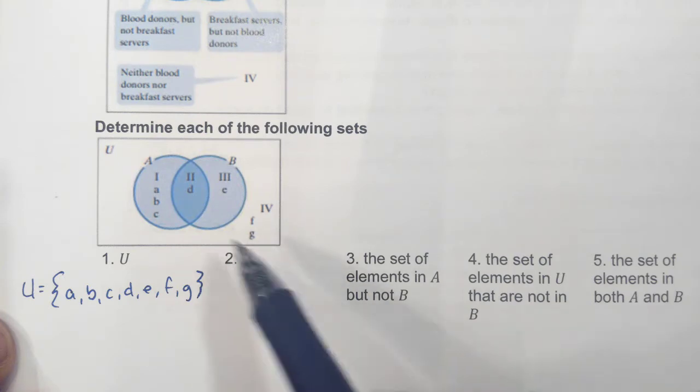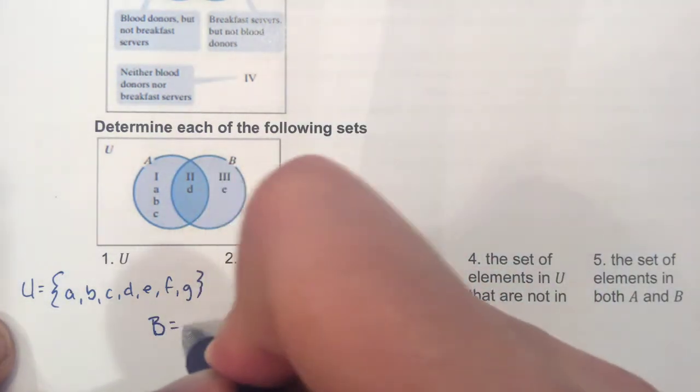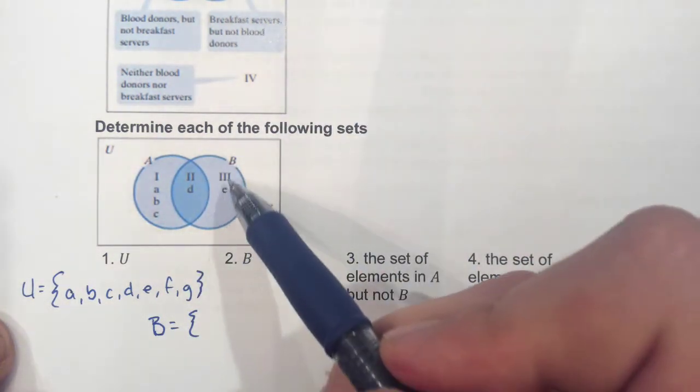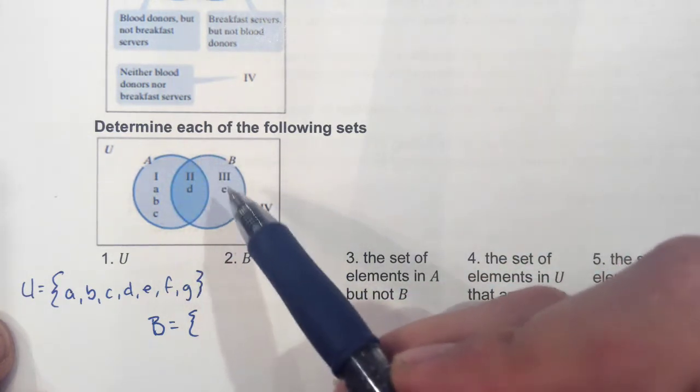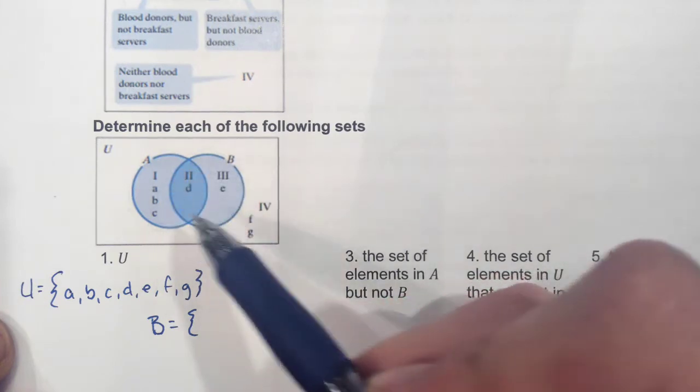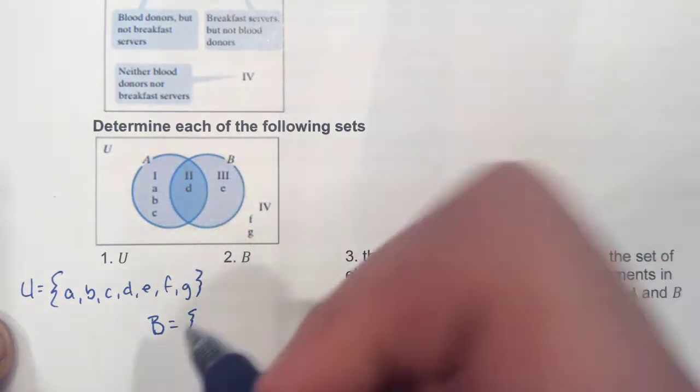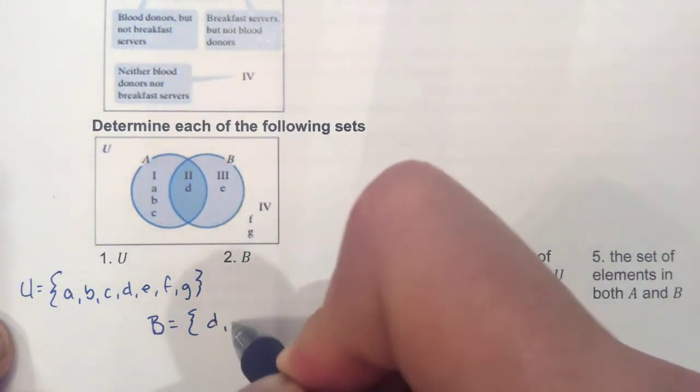Now, what belongs in set B? In set B, notice B is this whole circle. Some students might say, oh, just E is in B. No, what's in set B? That's this whole circle. D and E are in set B.